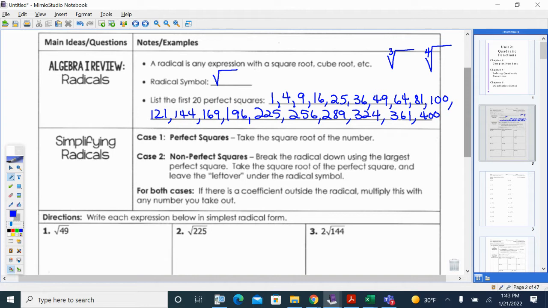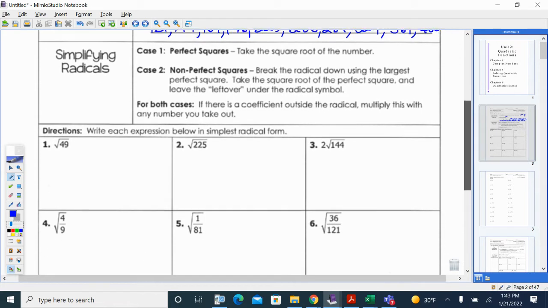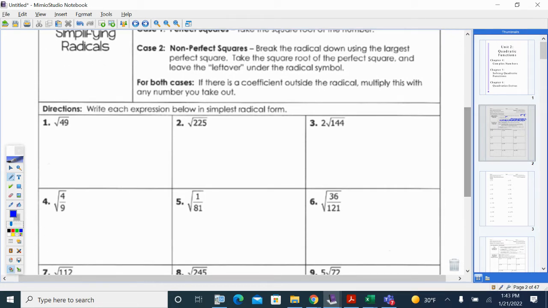For both cases, if there is a coefficient outside the radical, you're going to multiply this with any number that you bring out or that you take out of the radical. So let's look at some of these first examples. The directions here say to write each expression below in simplest radical form. Number 1 and number 2 are both perfect squares. 49 is 7 times 7, so the square root of 49 is 7. 225 is 15 times 15, so the square root of 225 is 15.